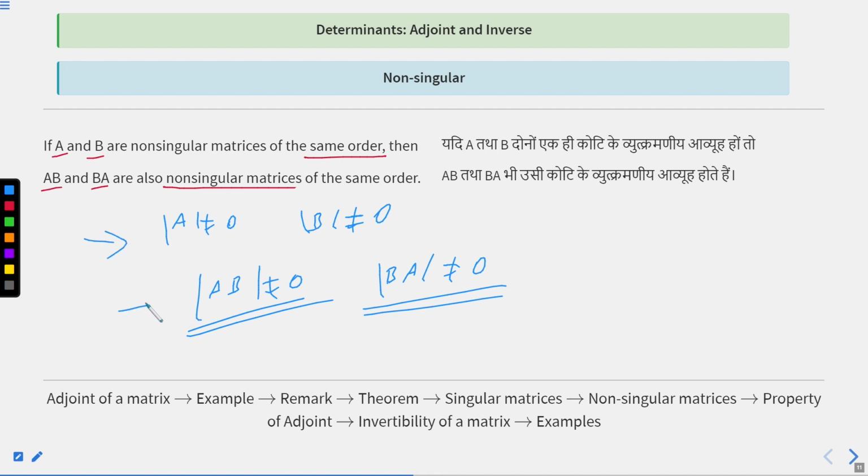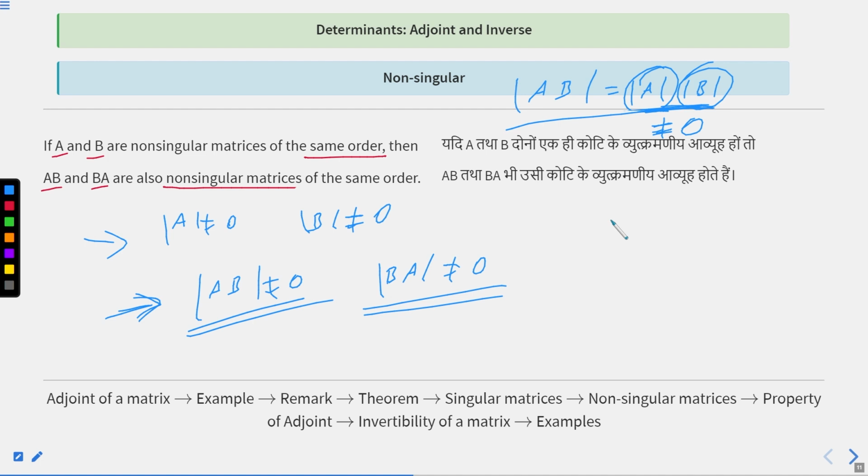You will see how this happens. You will see a property of determinant, that the determinant of AB is the same as determinant of A times determinant of B. So using this, as each is non-zero, the total product will also be non-zero. Okay, clear? I hope that it is clear. Now let us move to the next problem.